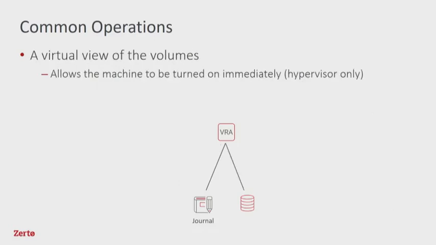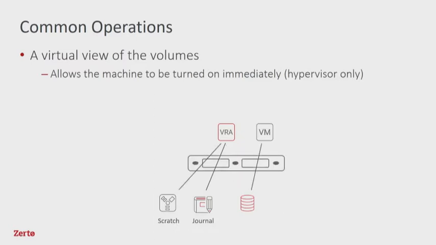So when we create the VM, what essentially happens is that we create a virtual view of the volumes. So we have a VM, and we have 3 volumes attached or relevant to it. We have the recovery volume, we have the journal, and we have the scratch. The scratch has all the data since the VM was powered up. The journal is the last 3 hours, 5 hours, depending on your journal size. And the recovery volume is all the older data.